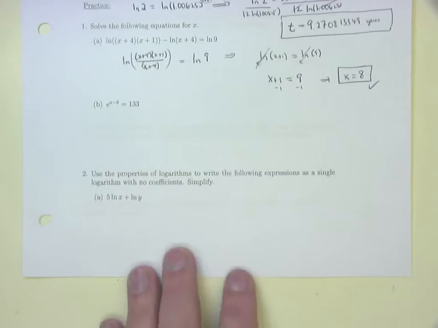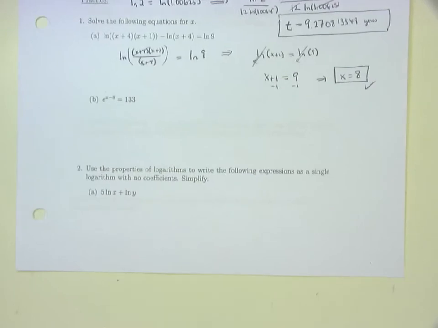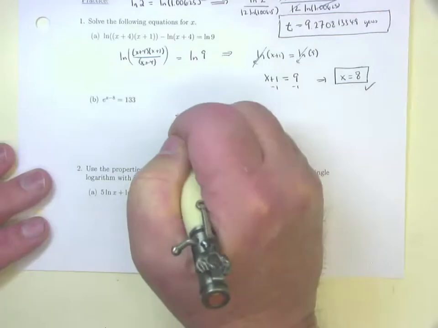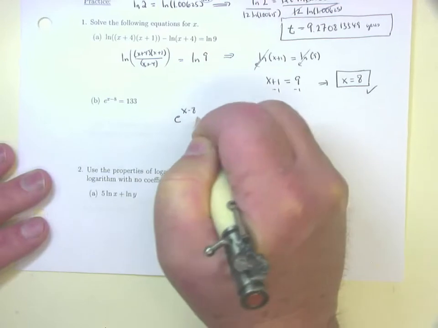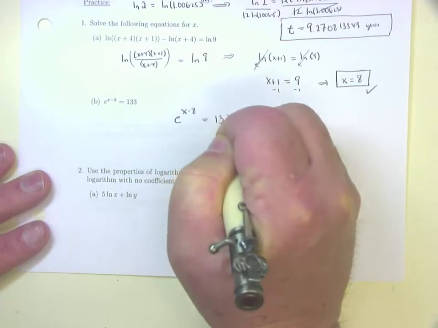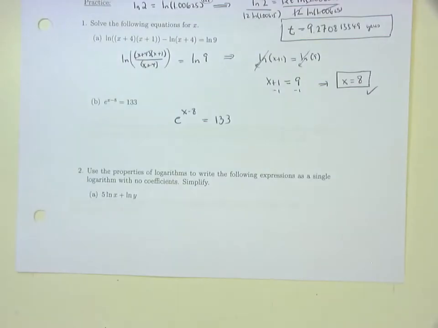Take a look at this next one. I've got e raised to the x minus 8 equals 133. Where is the exponent located? It is in the exponent of an e. There's only one thing in the universe that brings down exponents, and that's logs. And not just that, when I have an e in the problem, I'm always going to use that special log. Which log is that? Natural log.